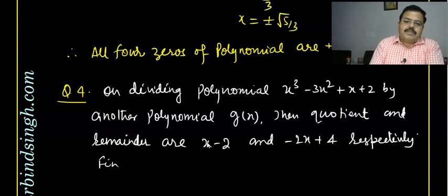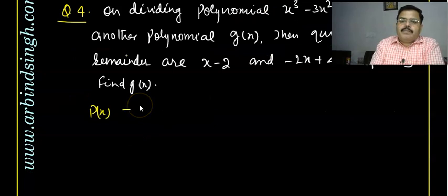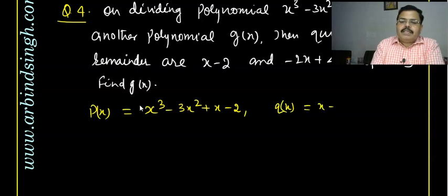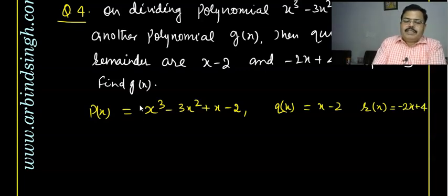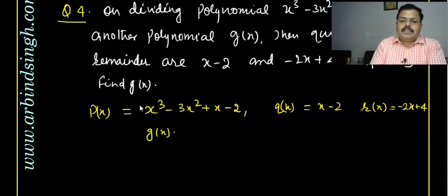Find g(x). Here p(x) is given as x cube minus 3x square plus x minus 2. q(x), the quotient function, is given, that is x minus 2, and the remainder function is given, that is minus 2x plus 4. And we have to find g(x), that is the divisor. We have to find it out.